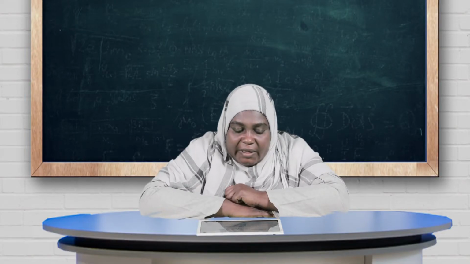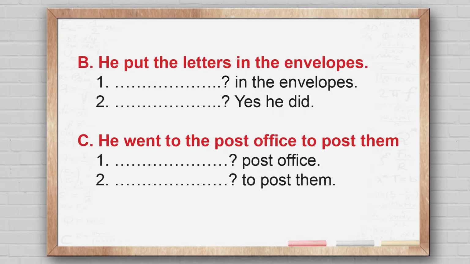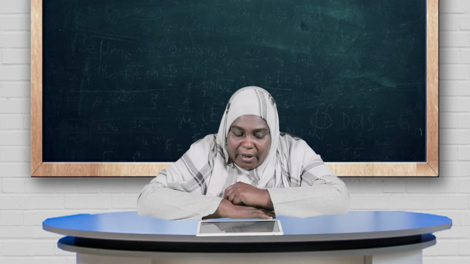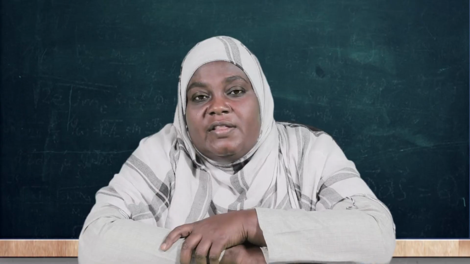B. He put the letters in the envelopes. 1 dash, envelopes. 2 dash, yes he did. You can complete the questions in 1 and 2. Then 3. In C, he went to the post office to post them. Complete 1 and 2.